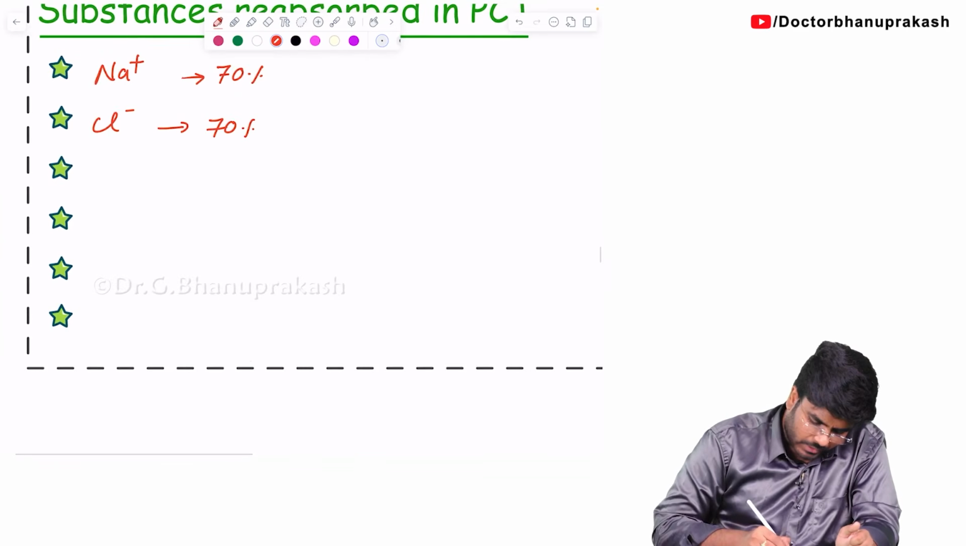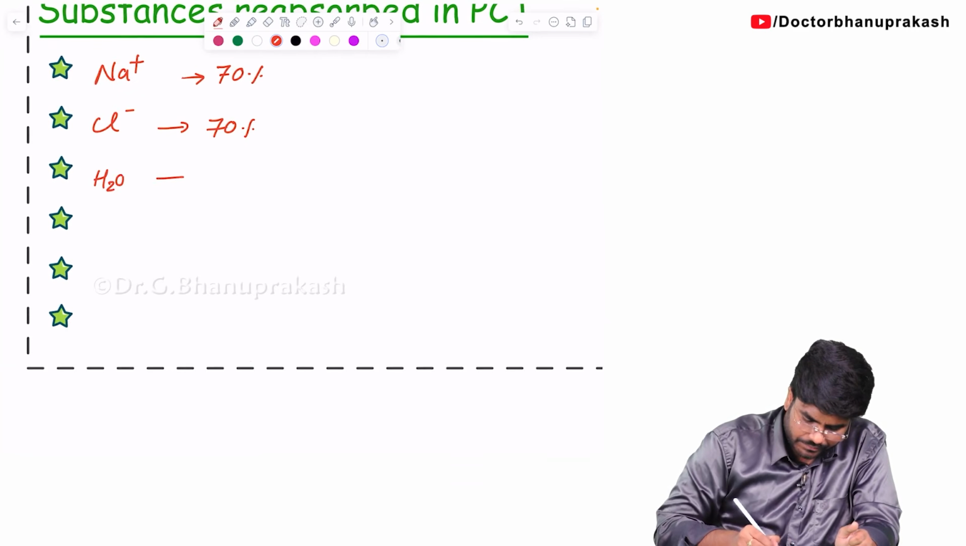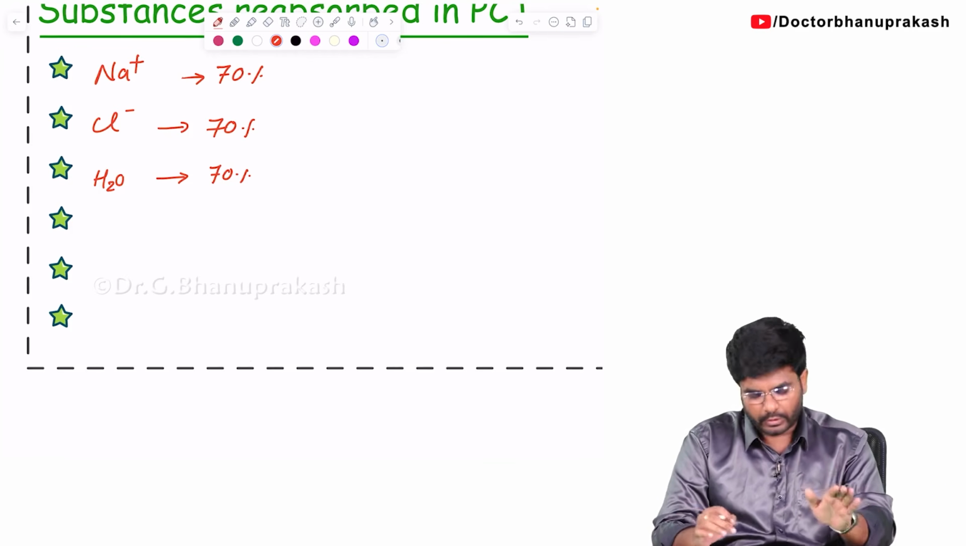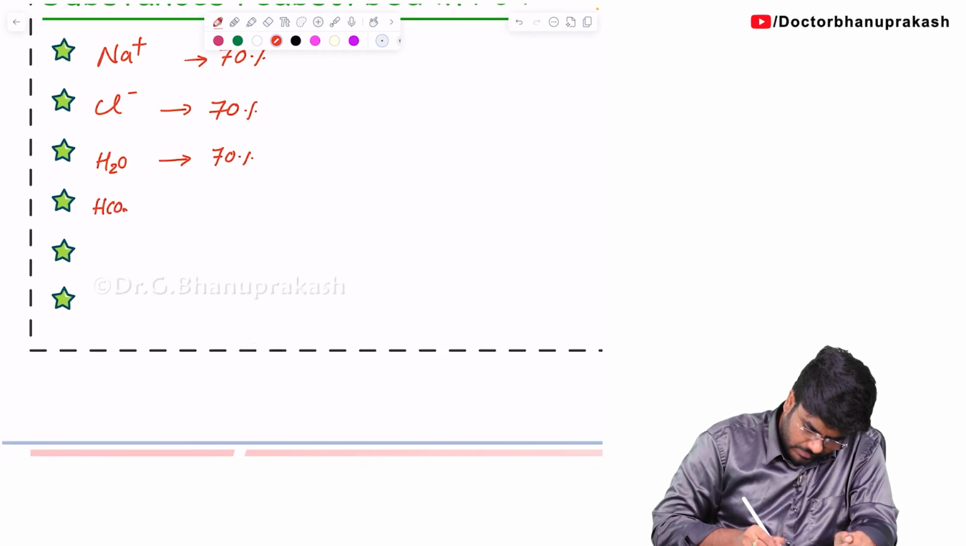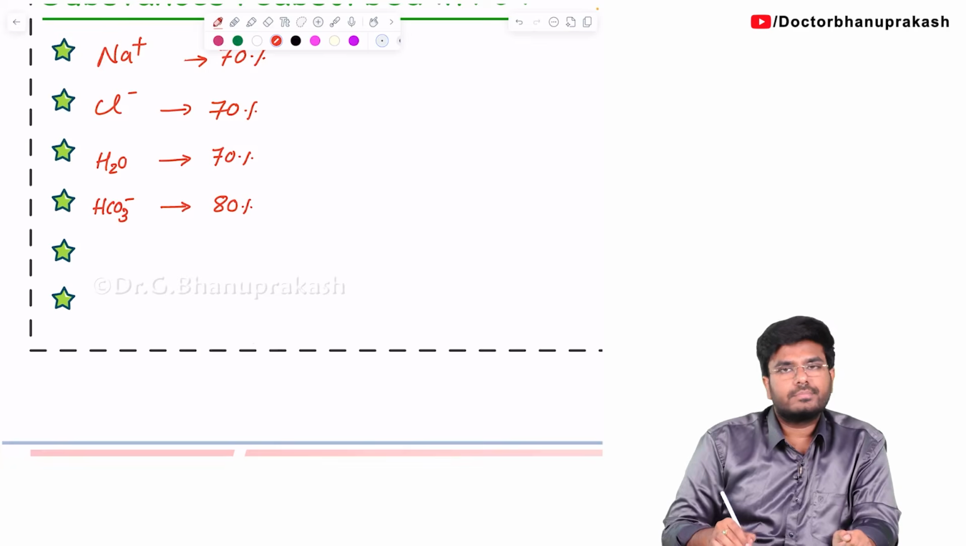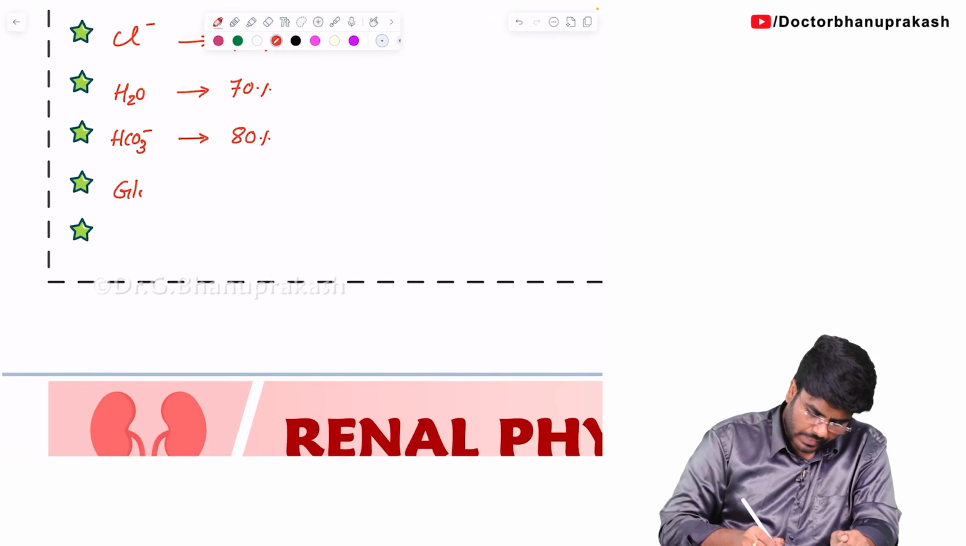Next, water. How much water will be reabsorbed? The same, 70% water will be reabsorbed. So 70% sodium reabsorption, so 70% water reabsorption. Wherever sodium goes, water follows. Next, bicarbonates, HCO3 minus. How much bicarbonates are reabsorbed? Almost 80% of the bicarbonates will be reabsorbed. Next, glucose and amino acids.